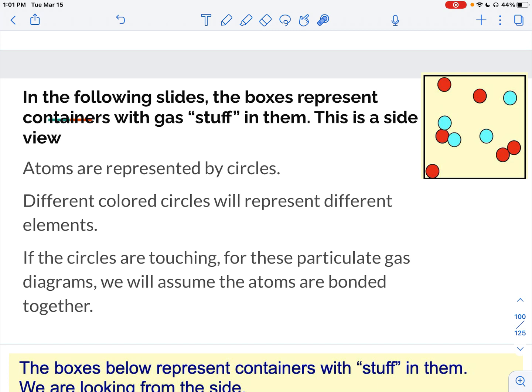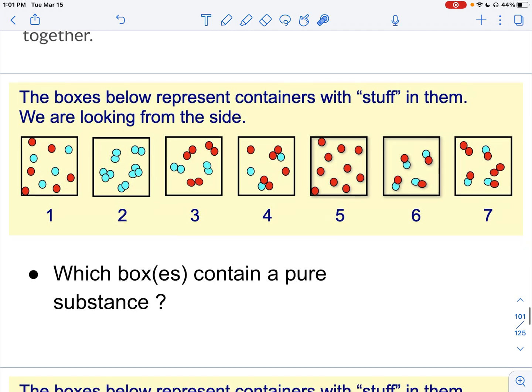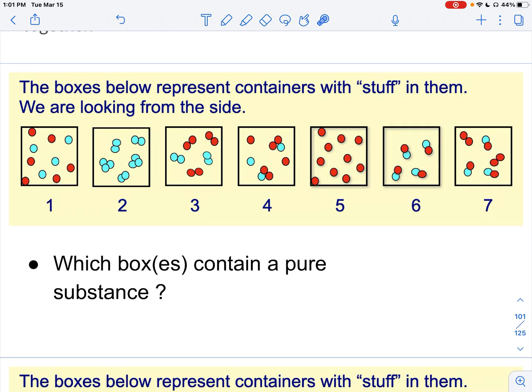So if we look at this picture, we have some red, whatever red happens to be, solo red atoms, and then we also have 2 red atoms combined into a molecule. And then over here we have a different type of molecule with 1 red and 2 blue, and then we also have some lone blue ones. So let's get a little bit of practice with those types of questions.